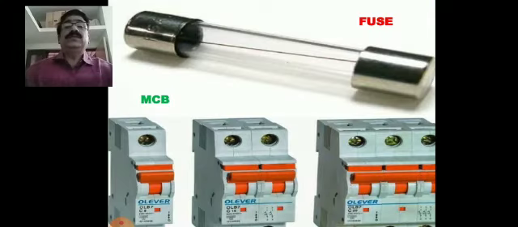Now look at the fuse. If extra electricity is passed through it, the fuse wire will break and does not allow extra energy to flow through it. And if it is an MCB, it will trip if an extra flow of electric energy goes into your house.